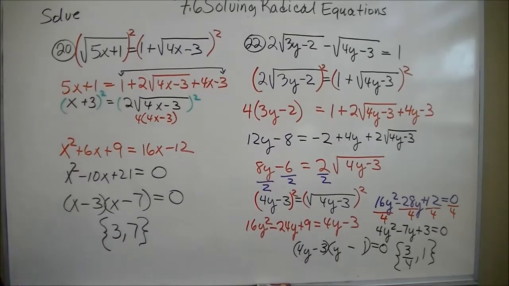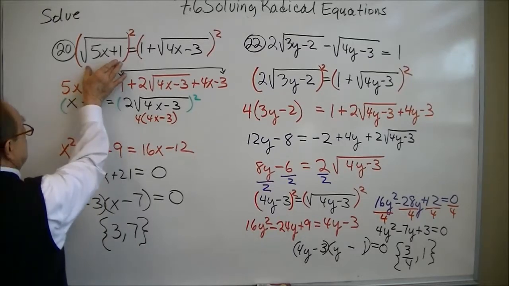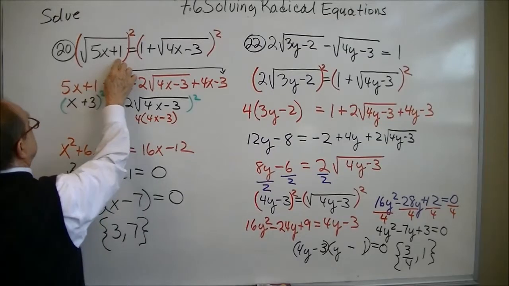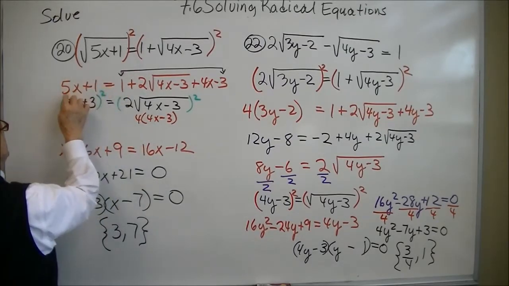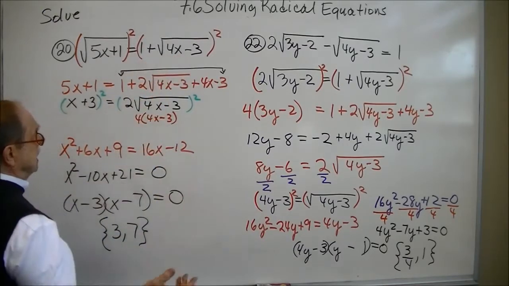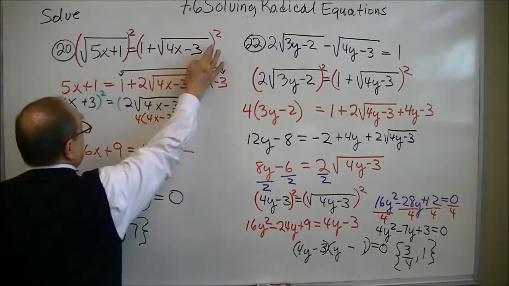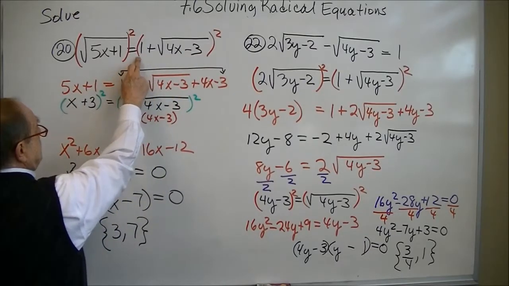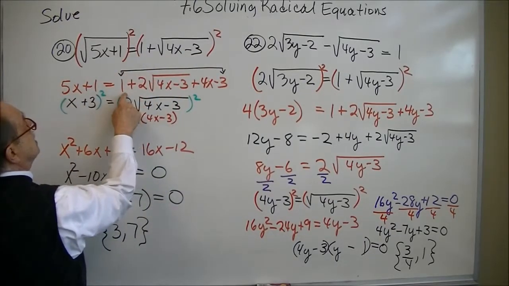So again, the technique is the same. You square one side, square the other. So when I squared this, I just got the radicand. And then here you had to use that special technique of squaring a binomial. So we squared the first term. That gave us a 1.